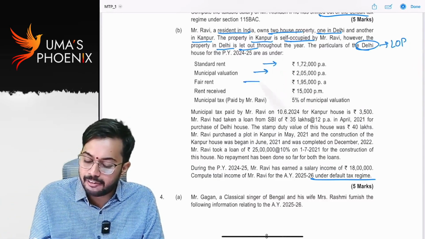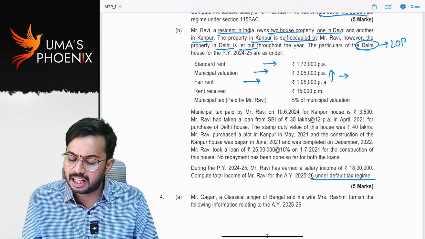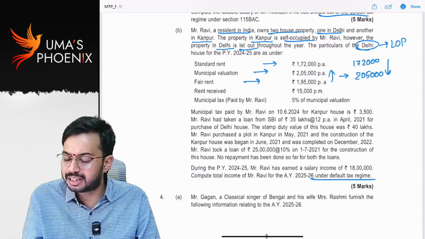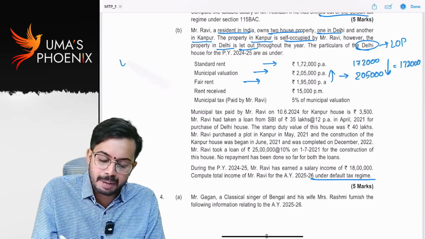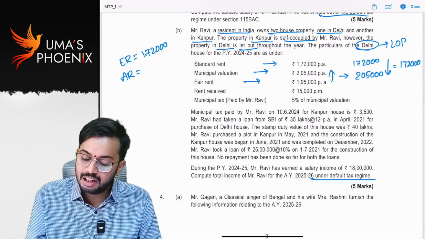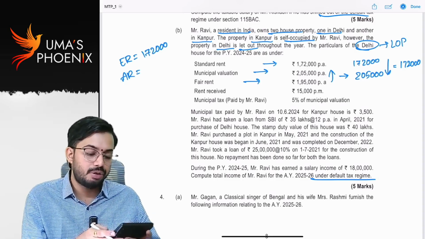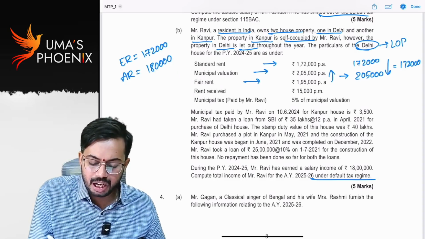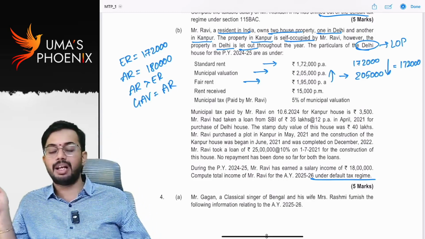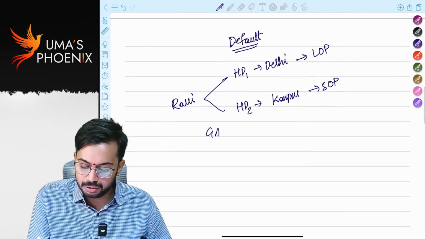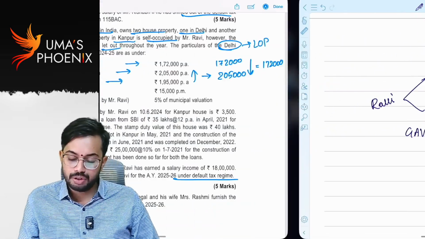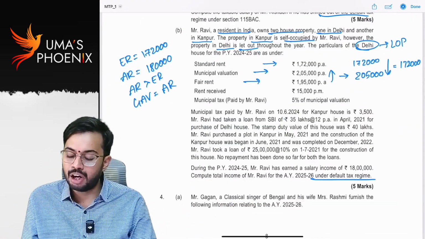Standard rent, municipal rent, fair rent. Fair rent or municipal rent, whichever is higher means 2,05,000. Municipal rent or standard rent, whichever is lower means 1,72,000. So expected rent is 1,72,000. How much is actual rent? Actual rent is 15,000 per month. 15,000 into 12, 1,80,000. Here actual rent is greater than expected rent. So gross annual value is equal to actual rent. Am I correct or not? So gross annual value is equal to actual rent, which is 1,80,000.